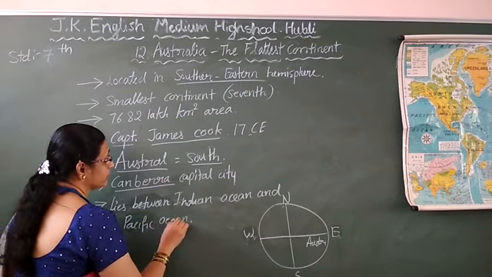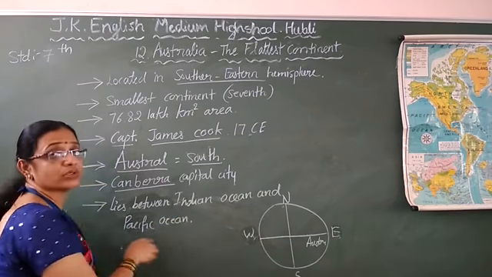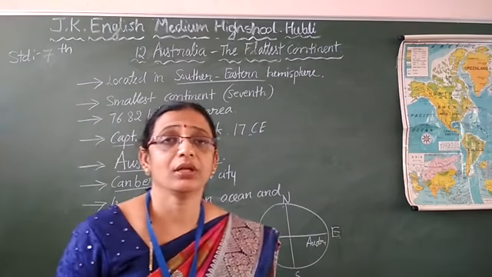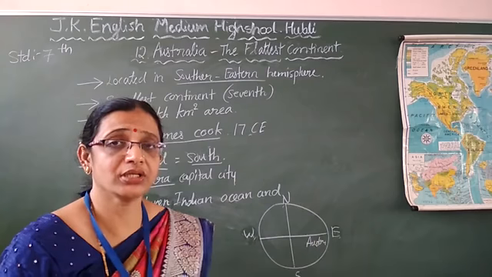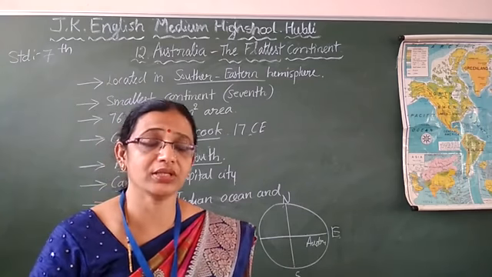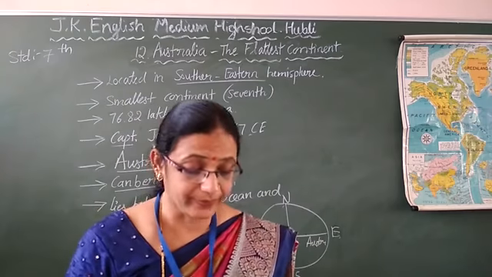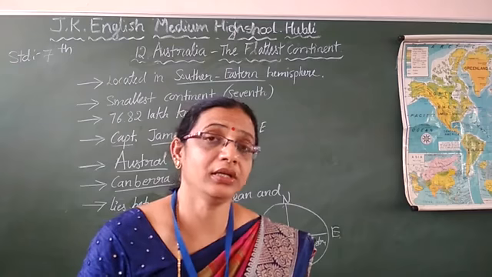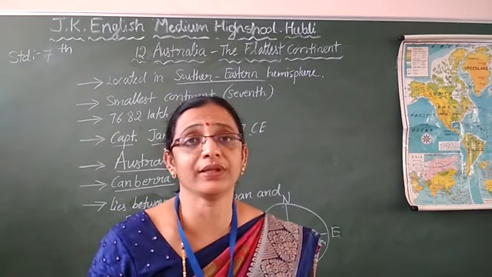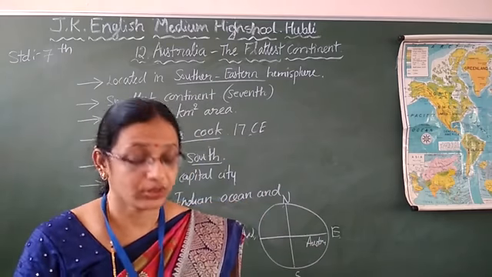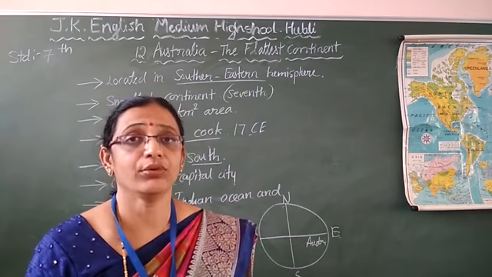Pacific Ocean. Australia lies between the Indian Ocean and the Pacific Ocean. Left side, the Indian Ocean is there, right side, the Pacific Ocean is there, and in the middle we get Australia. That one I will show you on the map. Australia is completely surrounded by water bodies. In all four directions it has water bodies.